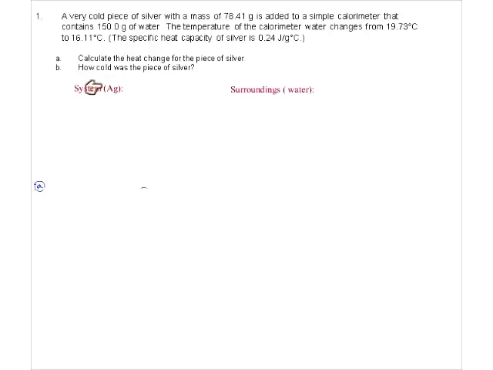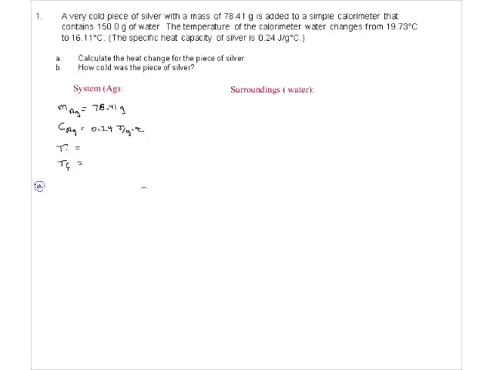The very first thing we want to do here is calculate the heat change of the silver. So we want to isolate and define what our system and what our surroundings are. Because we're dealing with some simple calorimetry here, the surroundings is always the water. The system is going to be the object we're studying. In this case, it's going to be the piece of silver. So I want to write down what I'm given and what I need to find. In the case of the silver, I'm given its mass and its specific heat capacity, and that's about it. That's all I know about the silver.